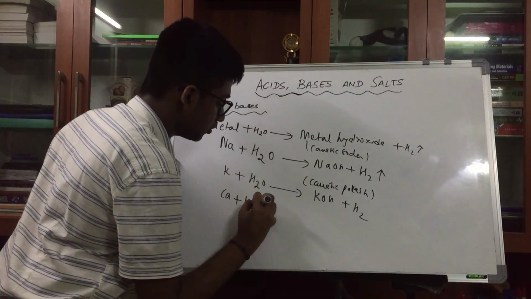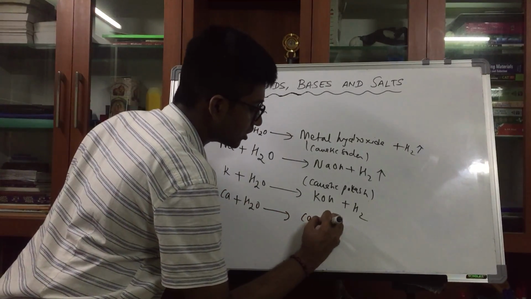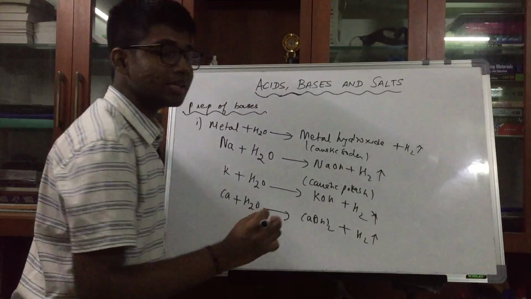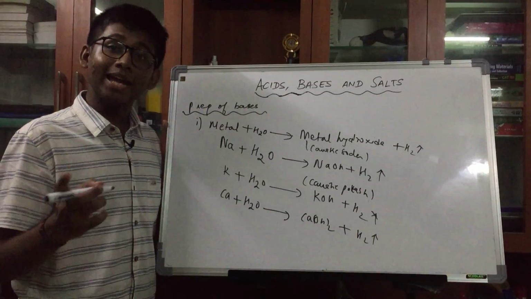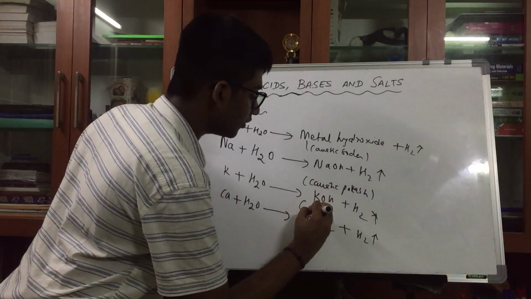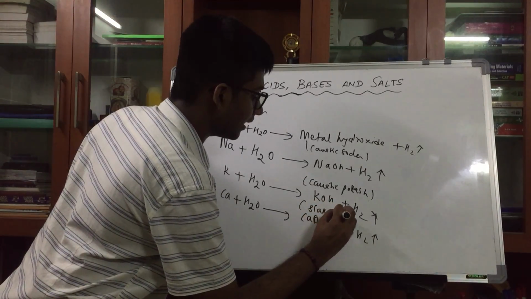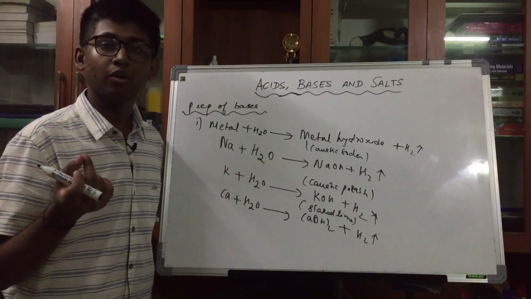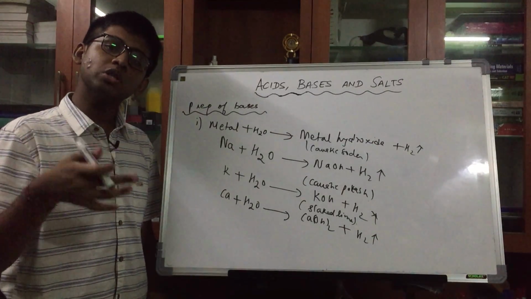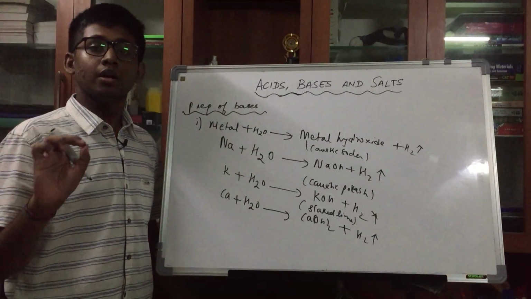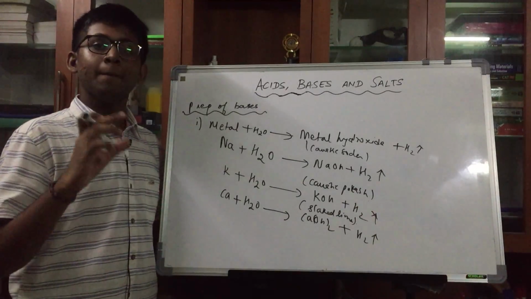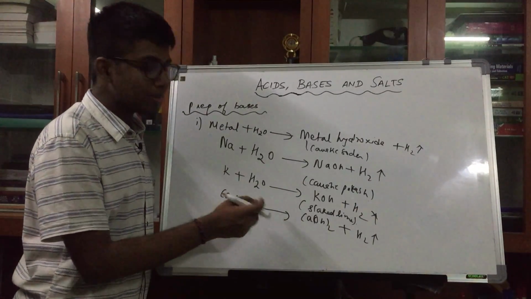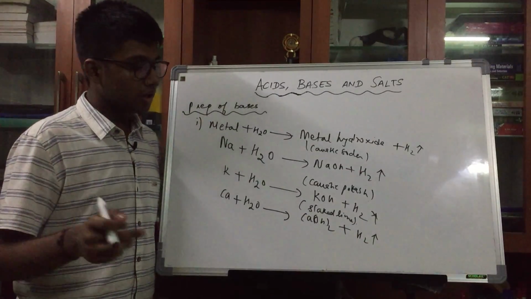Afterwards you will take calcium. Ca plus H2O will give you Ca(OH)2, and then H2. Here Ca(OH)2 is known as slaked lime or lime water. You know where calcium hydroxide is used: it is used to test for the presence of carbon dioxide, because it turns the lime water milky in nature. So calcium plus water gives calcium hydroxide and hydrogen gas.